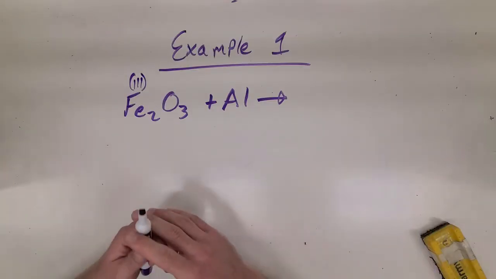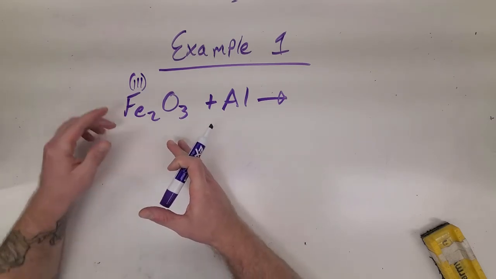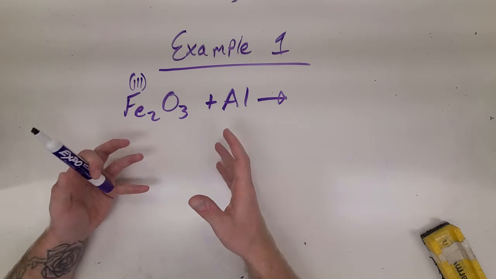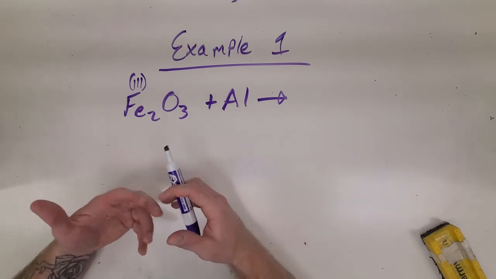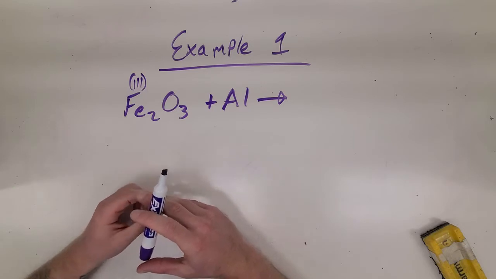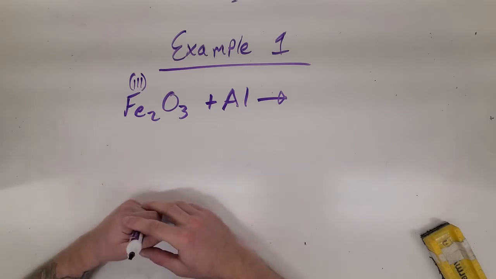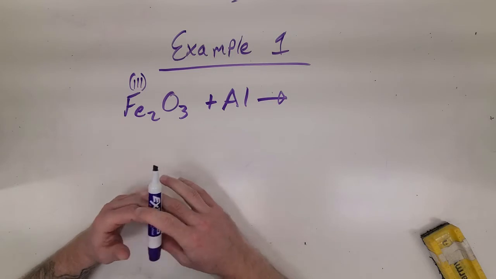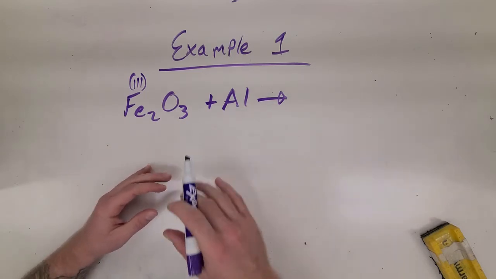One example of a single replacement chemical reaction is the reaction of iron 3 oxide and aluminum. This is actually what makes thermite go. Thermite is that mixture of powders that, when you ignite it, burns extremely hot. They use it in certain welding situations, and it makes a pretty cool chemical reaction. But here's the first step that you need to follow when we go about trying to predict the products of this type of chemical reaction.